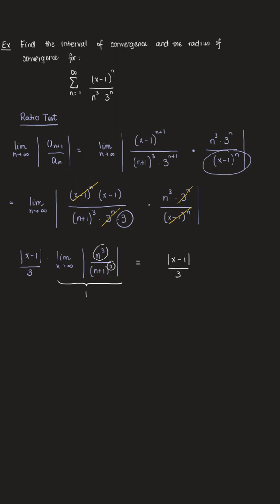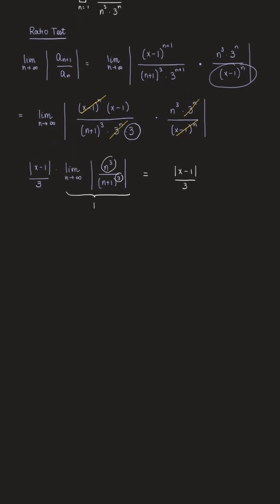Now, to get the interval of convergence, we know that we need the result of the ratio test to be less than 1. So if I set the absolute value of x minus 1, over 3, to be less than 1, this means that I want the absolute value of x minus 1, I can multiply by 3, to be smaller than 3. And so that means that x minus 1 should be less than 3 or greater than negative 3. Because we're basically saying that I want all the values whose distance from 1 is smaller than 3.